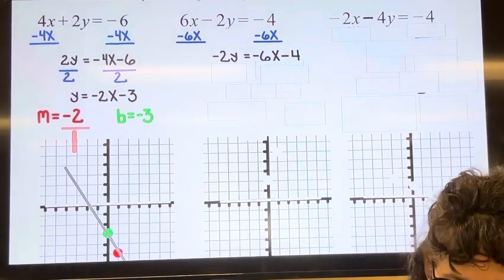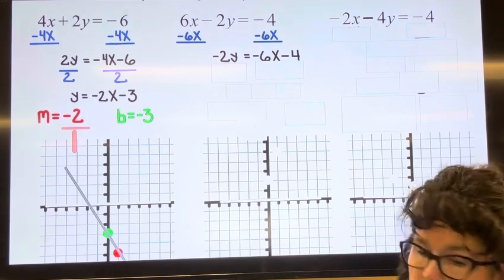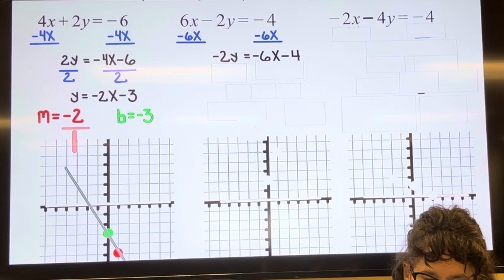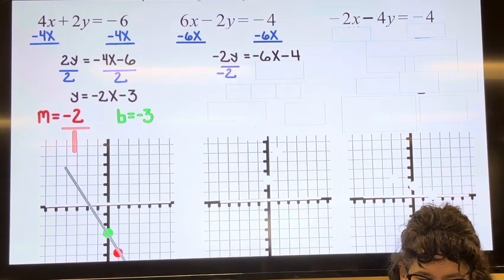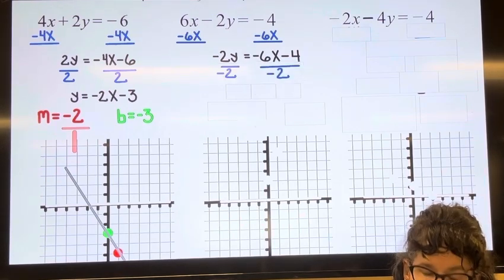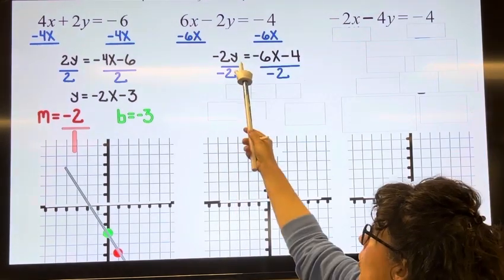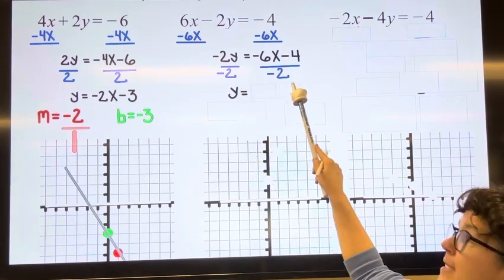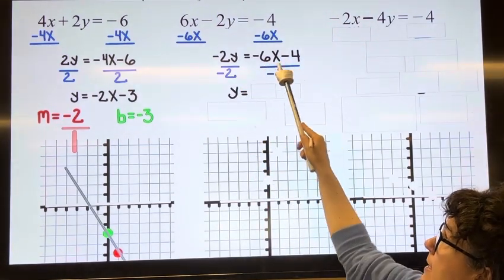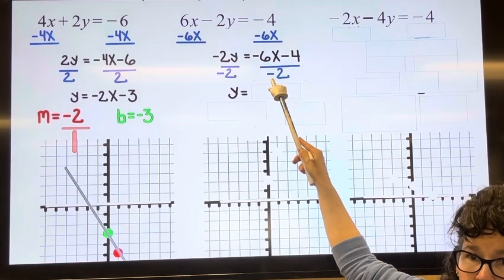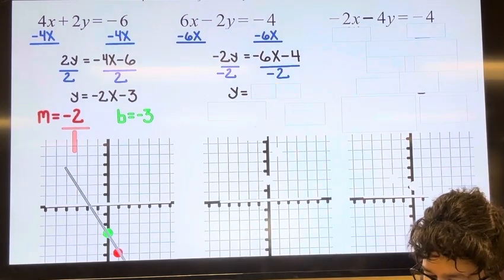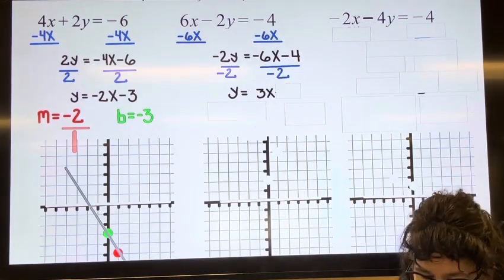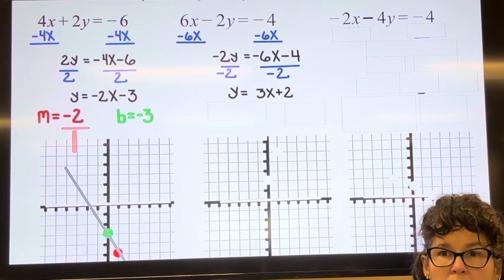Okay, then the last thing here I want to do is get this y by itself, and right now it's getting multiplied by negative 2. So I'm going to divide by negative 2. What I do to one side, I do to the other. So the y is by itself. Now let's put this negative 2 to both. So negative 6 divided by negative 2 is positive 3. So I'm going to have 3x. And negative 4 divided by negative 2 is positive 2.